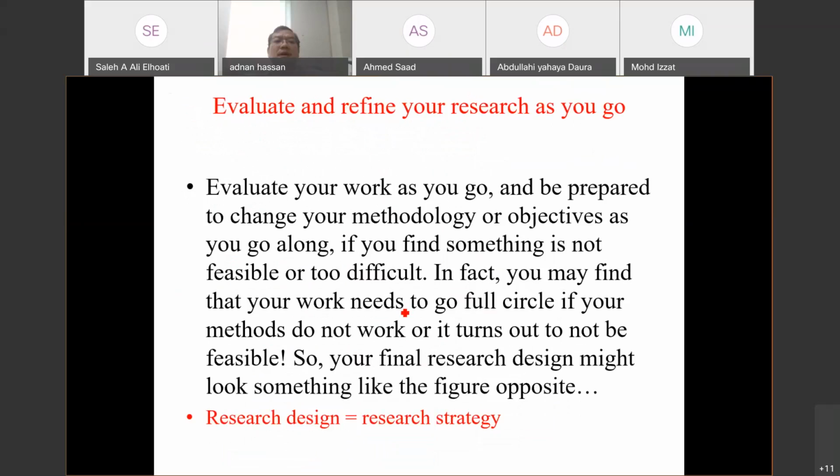Okay, what needs to be done here is research design. I put it here. Research design is equal to strategy in doing your work. Okay, you need to have a strategy, a research strategy. How are you going to implement your research now?